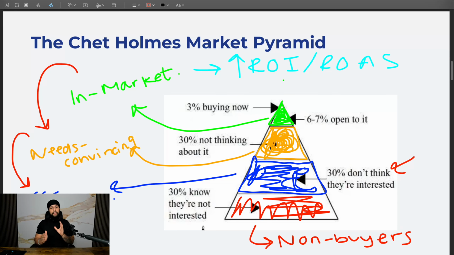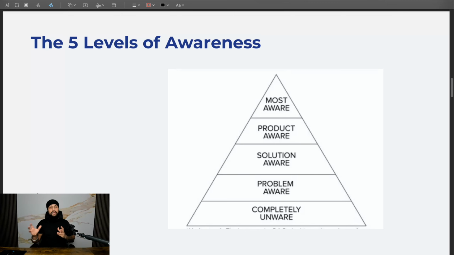Okay? The mass market segment where you'll be aggressively scaling, right? But to begin with, we need to master the in-market, and that's where a lot of direct response comes in. Okay? This is where direct response copy comes in, directly calling out in-market buyers so that you can quickly see the fastest ROI and the fastest ROAS. Okay, so that being said, here's how we can target these people.